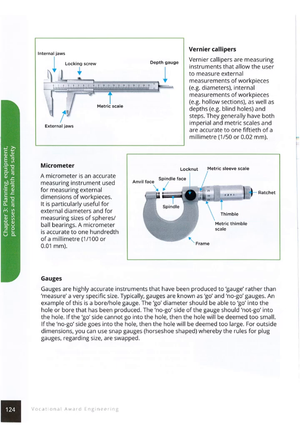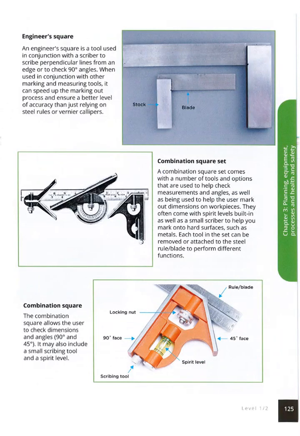Right, looking at the next one, engineering square. Very similar to a woodworking square where you've got the stock and the blade. An engineering square is a tool used in conjunction with a scriber to scribe perpendicular lines from an edge to check 90-degree angles. So you can use this to mark and to check 90-degree angles. It is not used to measure. Please don't make that mistake. I have seen that countless times. It is there to check a 90-degree angle, or with a scribe, draw a 90-degree angle.